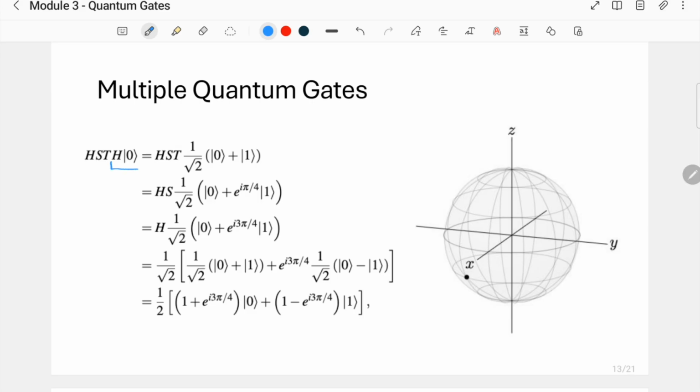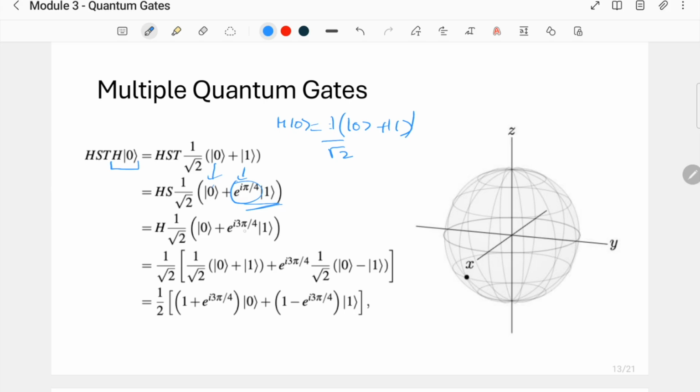So we apply the Hadamard gate here first. When we apply the Hadamard gate, we know that Hadamard on 0 is 0 plus 1, and we normalize it by 1 by root 2. So you simply follow the order of operations and you will obtain this. So we are done with the Hadamard gate. Next we apply the T gate. We know what the T gate does. The 0 remains 0 and it adds a phase of pi by 4 to 1.